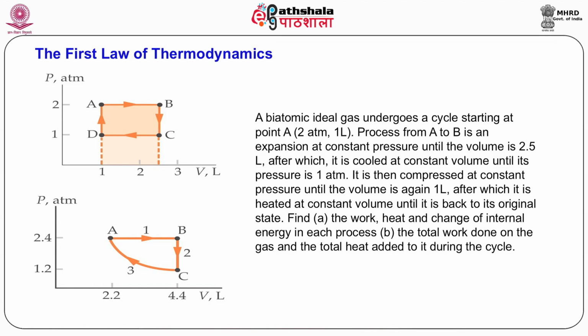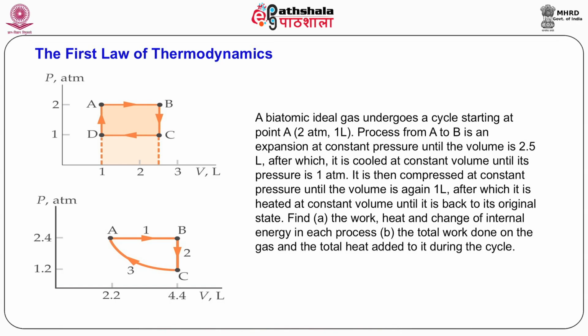Now, a diatomic ideal gas undergoes a cycle starting at 0.2 atmosphere at 1 liter. Process A to B is an expansion at constant pressure until the volume is 2.5 liters, after which it is cooled at constant volume until its pressure is 1 atmosphere. It is then compressed at constant pressure until the volume is again 1 liter, after which it is heated at constant volume until it is back to its original state.